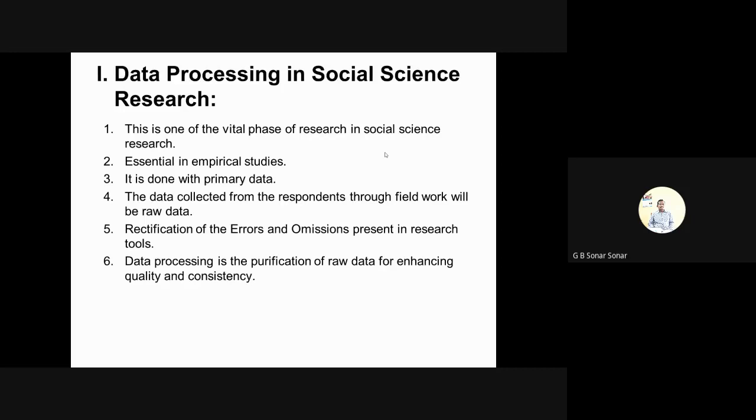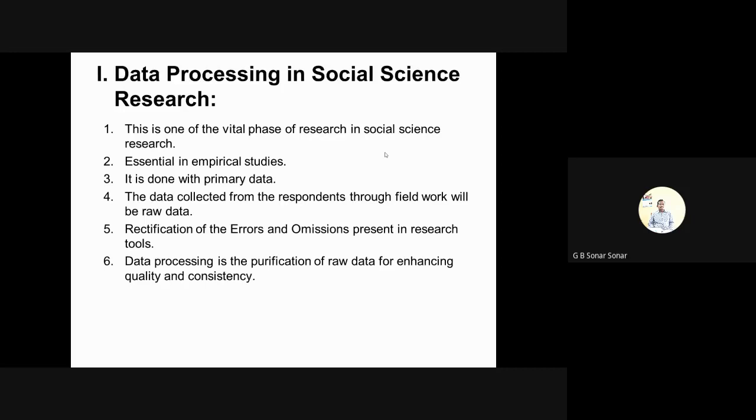Data processing is the purification of raw data for enhancing quality and consistency. So data processing is removing errors and omissions present in the tool. This processing helps to purify the data. Purifying the data is nothing but removing the errors present in the research tools, whether it is an interview schedule, a questionnaire, psychometric scales, or any type of research tool. That is what purification is.